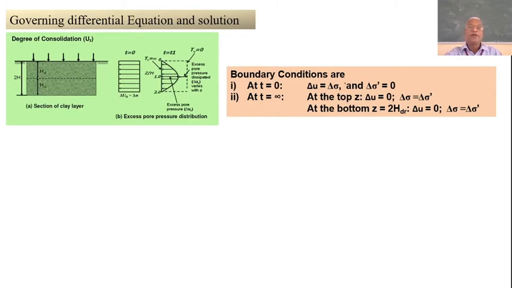Now, the boundary conditions: at t equal to 0, what do we have? Delta U is equal to delta sigma, meaning the pore water pressure is equal to the applied pressure delta sigma, and delta sigma dashed is equal to 0. Now you know what sigma dashed is: sigma dashed is the effective pressure, which is equal to sigma minus U.